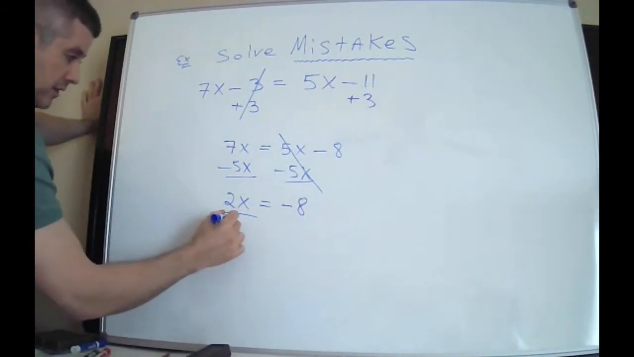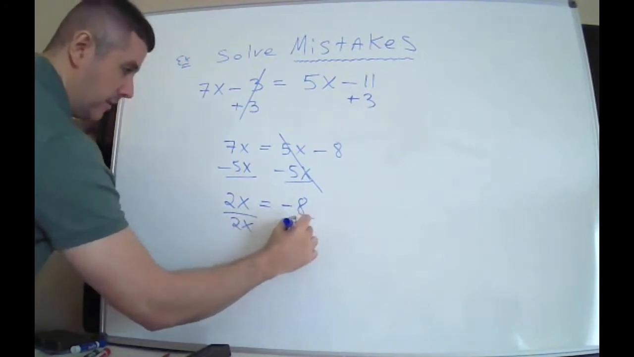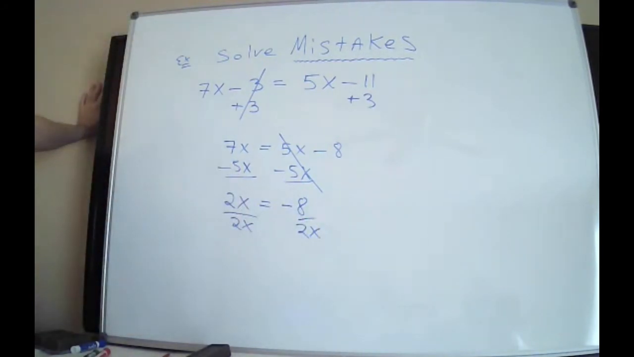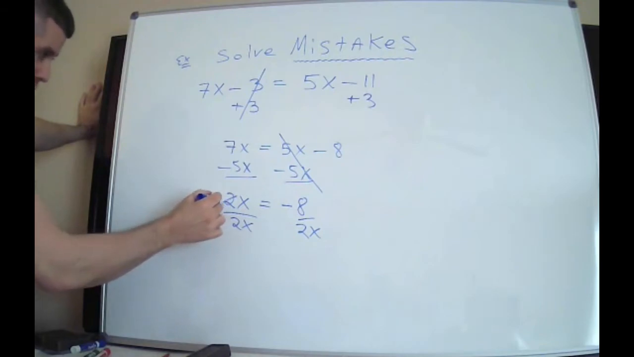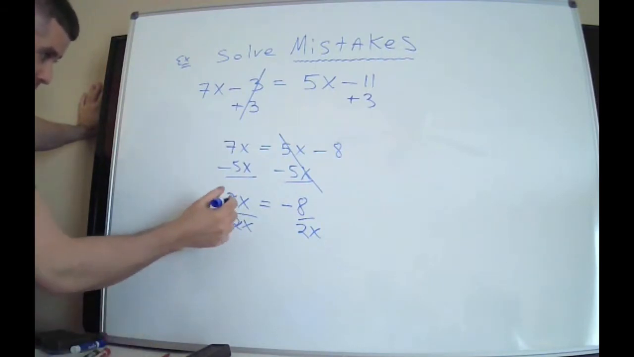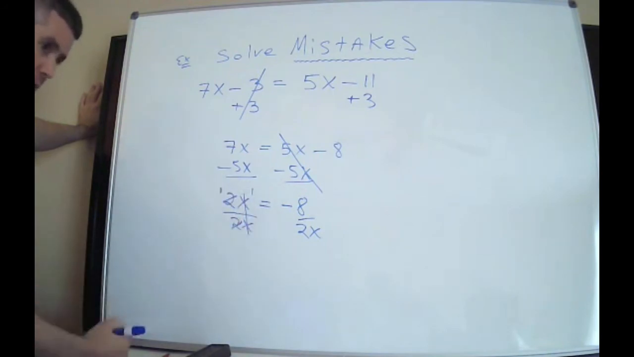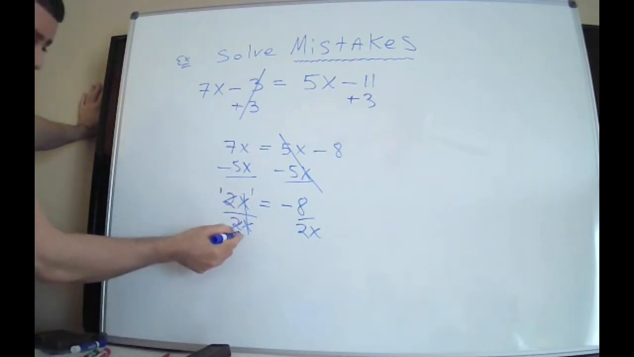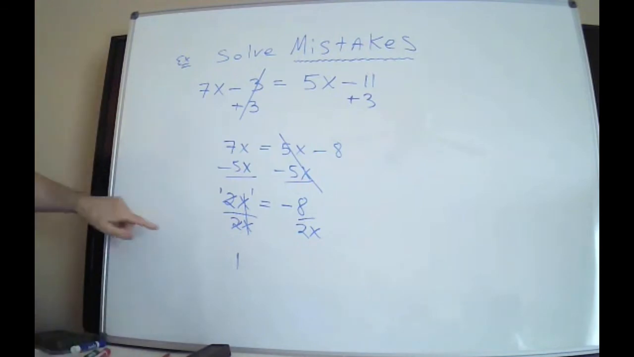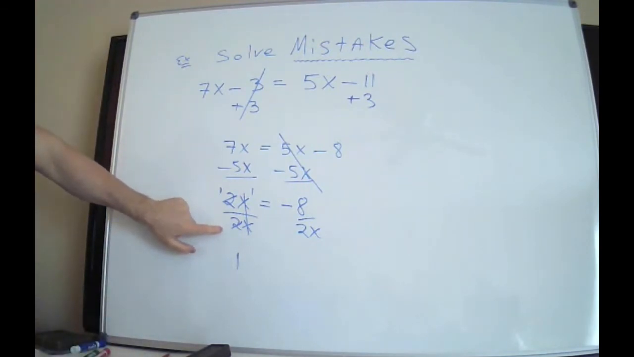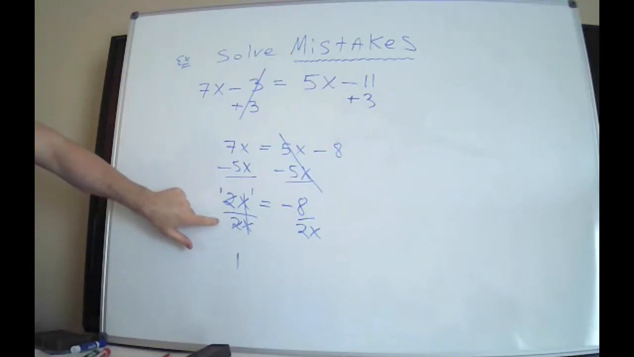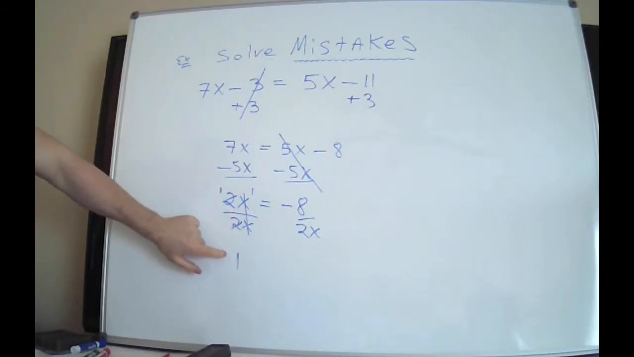People understand that they have to divide, but then they do this. Now, the thing is, 2 divided by 2 is 1, but you have x divided by x. Now, I'm pretty sure that x divided by x is also 1. So you just crossed out the letter that you're solving for. If you divide 2x by 2x, you get 1. You're dividing something by itself. Anything divided by itself is 1.